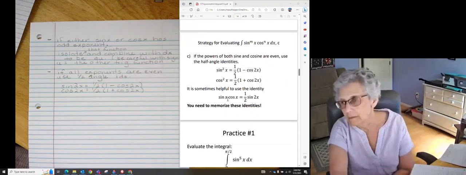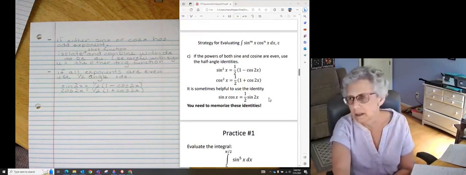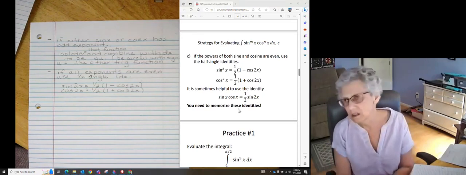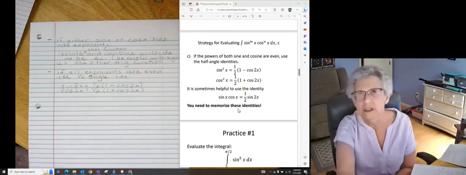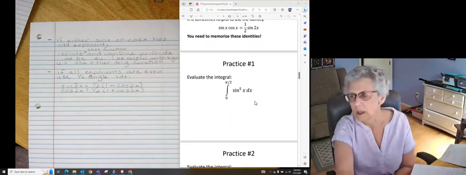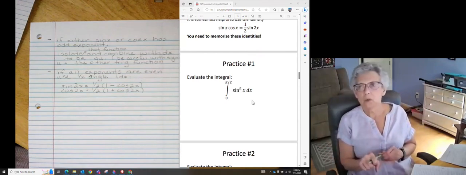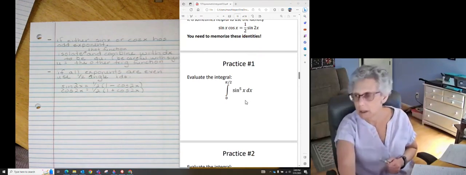And here's all the pretty ones. And I have sine of x cosine x equals 1/2 sine of 2x. I usually remember it as sine of 2x is 2 sine x cosine x, which is the same darn thing. So pause here, do practice number 1. We'll come back together and compare answers.